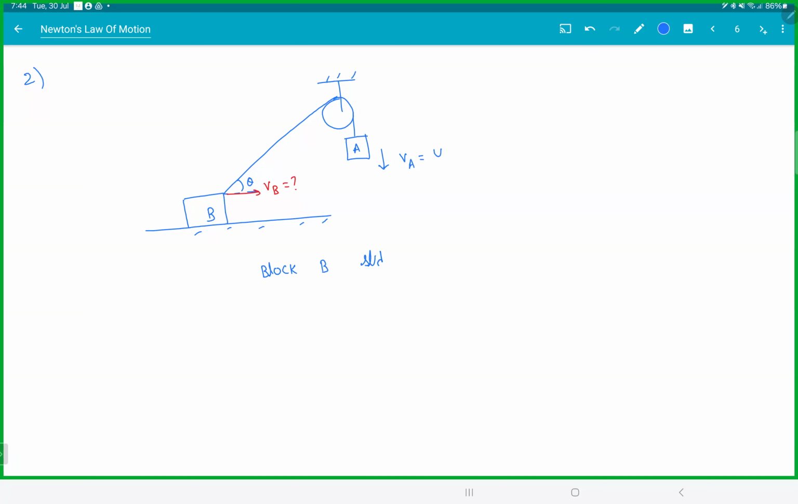Did you observe one thing in all these questions? I don't care about the masses. Constraint motion doesn't care about the masses. It gives you the relation between the speeds. Based on the masses, speeds will change, but the relations will not change. Block B slides horizontally with VB. Find VB. So A is being pulled down, and B is going along at an angle theta at this instant.